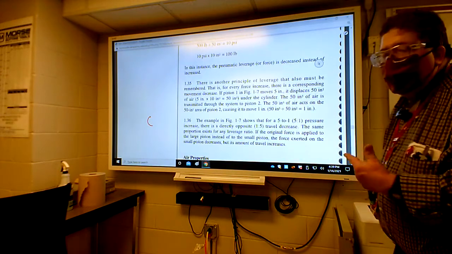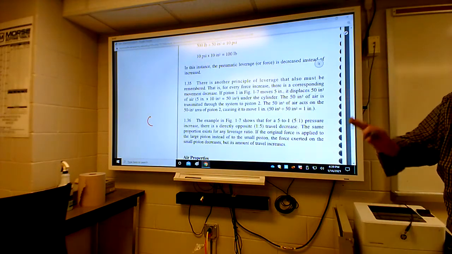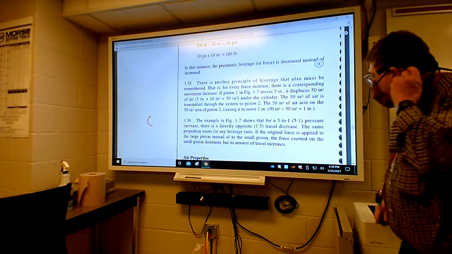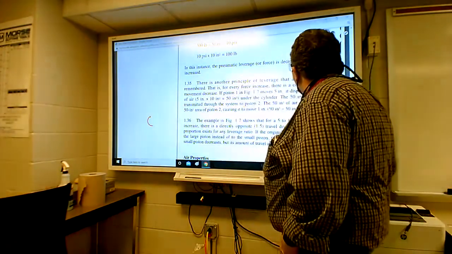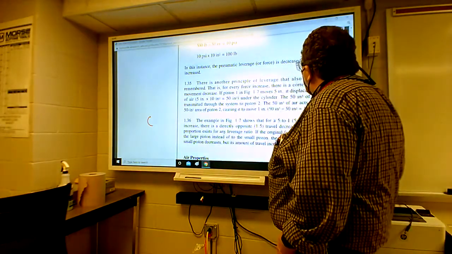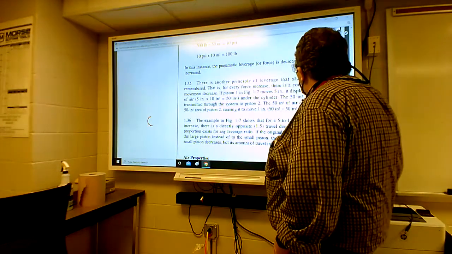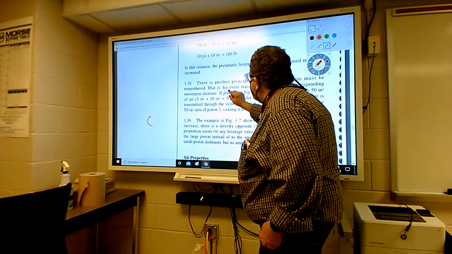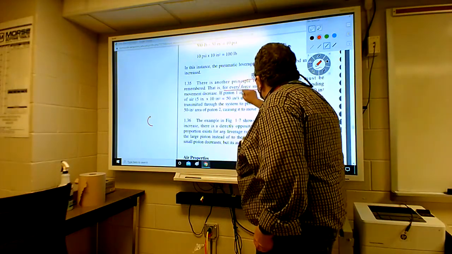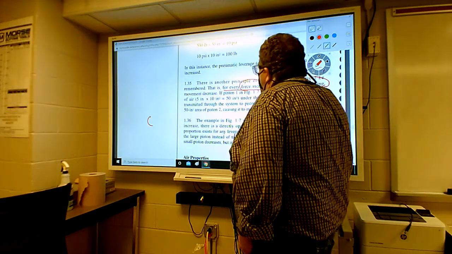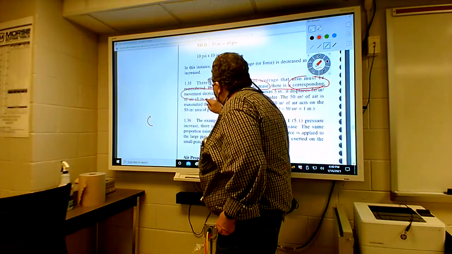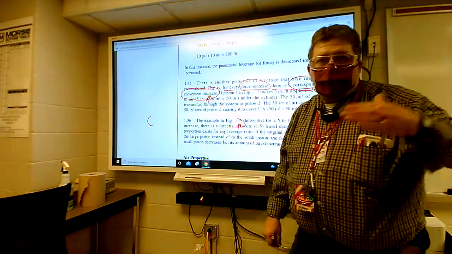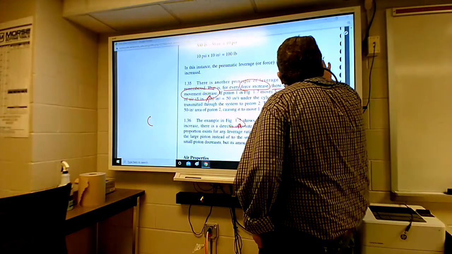So they calculate the stroke difference by using volume. The actual exact volume is how they calculate that part. So they do it like this. There's another principle in leverage that must be accounted for, and that is for every force increase, there is a corresponding movement decrease, a corresponding stroke decrease.